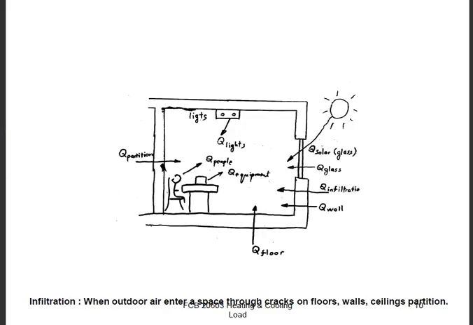This is an example of the load, the heat gain in the building: from lights, Q lights; from people, Q people; from partition where the other place has no aircon; for equipment, for example, a computer server room; from floor where the floor below has no aircon; Q infiltration, Q wall, Q glass, and then Q glass solar radiation.